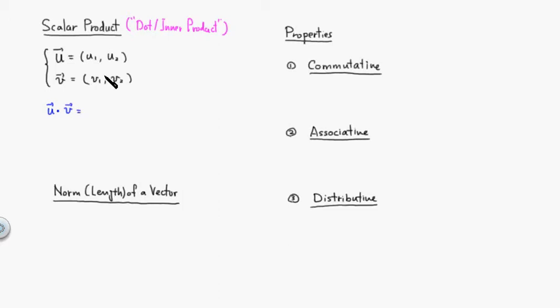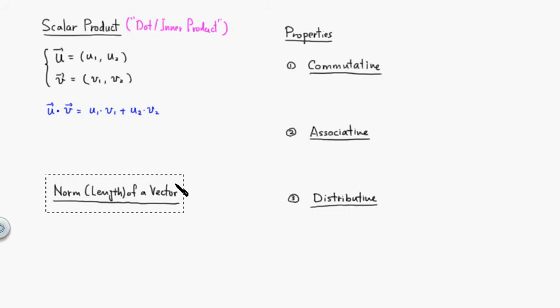This is defined as u1 times v1. So you multiply components together and then add them up: u2 times v2. That's how we define it. Then we can express the length of a vector using inner product.